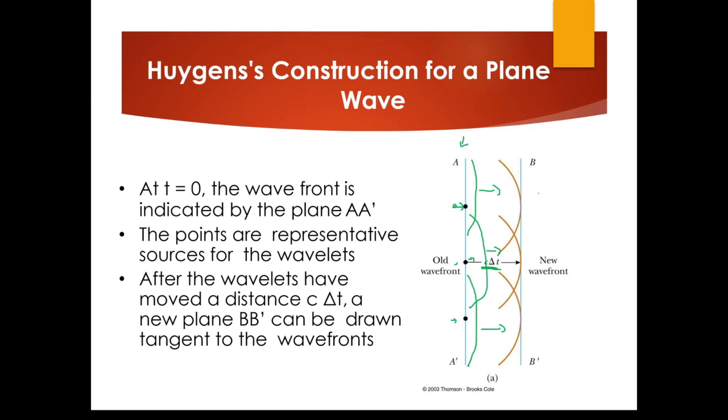Once it gets to this new spot here, we can form a new line, B prime, which is tangent to all the wavelets. So at each point, it just touches that one point, and we have a new straight wavefront, parallel to the previous one. And so this is what Huygens was saying, that the wavefront would produce new wavelets that would move forward and create the new wavefront.